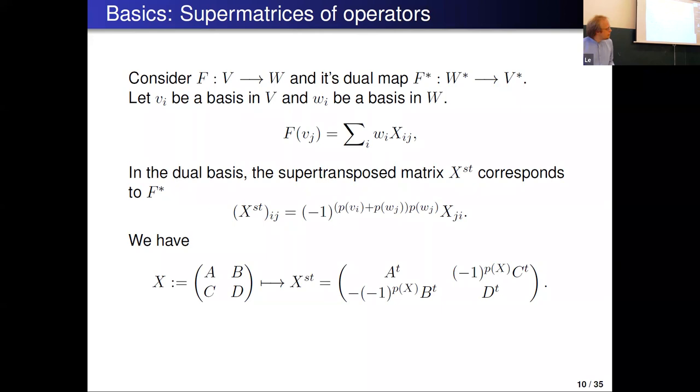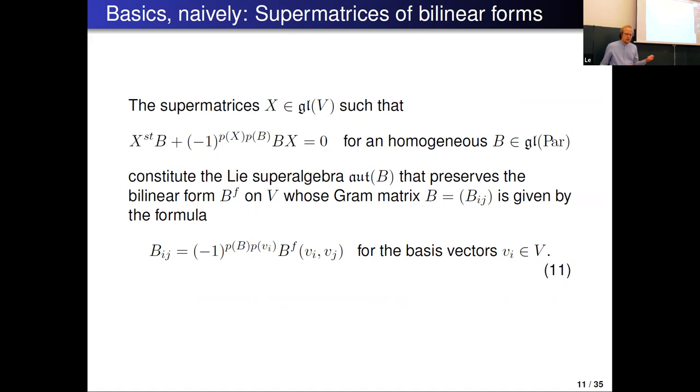Okay, finally, there's a definition of what it means for the action of some elements of the endomorphisms of our vector space to preserve a bilinear form. So if you have some bilinear form, we have this condition, and the elements in GL of V that satisfy this condition form the superalgebra of matrices that preserve the bilinear form. And for a given bilinear form, we can write its Gram matrix in this form.